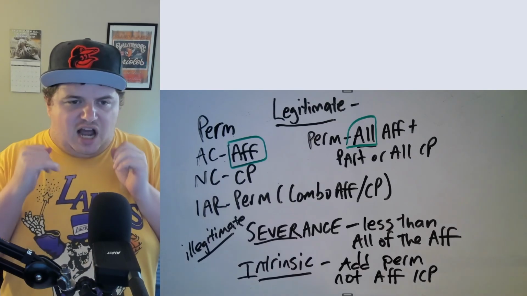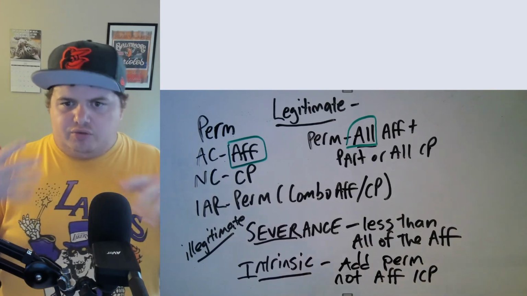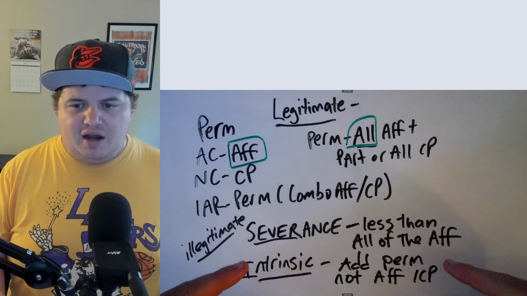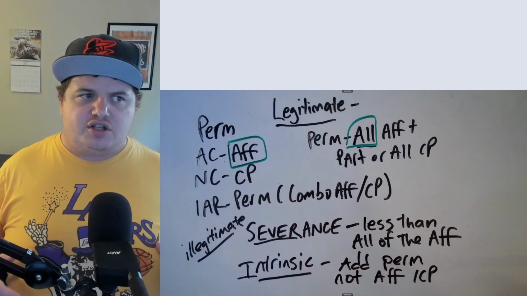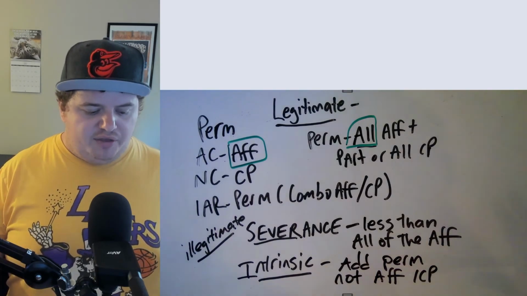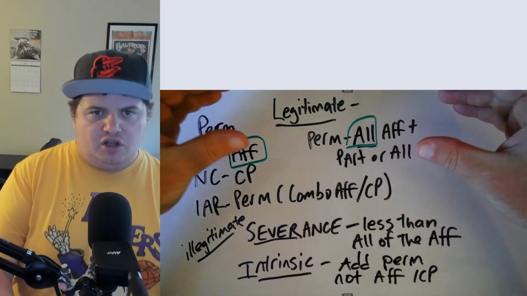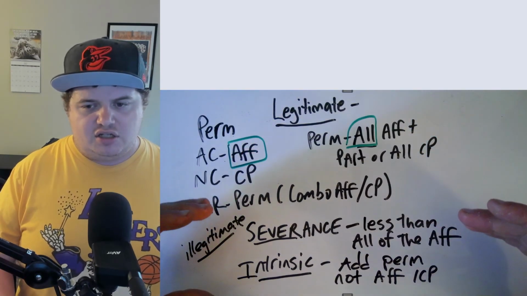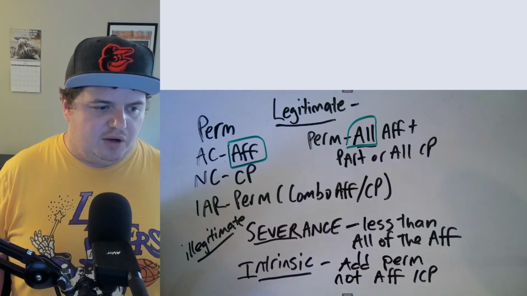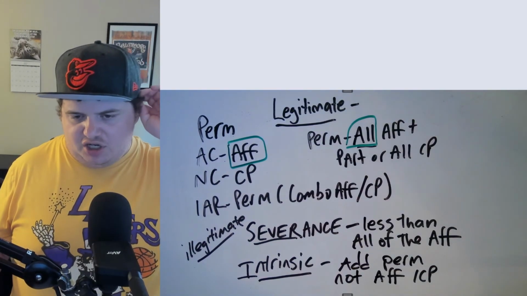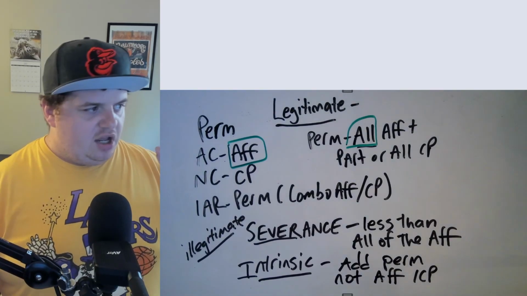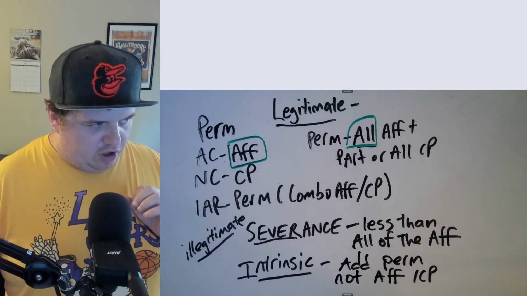The purpose of this is not to get into the theoretical reasons why these things are necessarily good or bad, but to have a general understanding of what they mean. So that's permutations, legitimate permutations, illegitimate ones, a breakdown of different illegitimate ones. Any questions in terms of permutations and how they function as an affirmative argument in the debate?